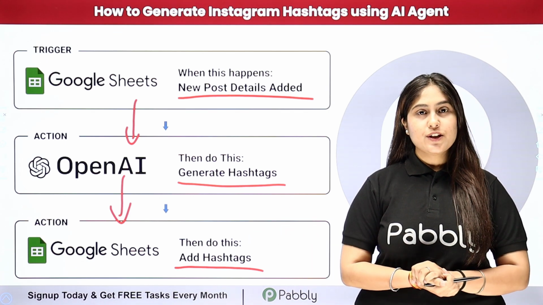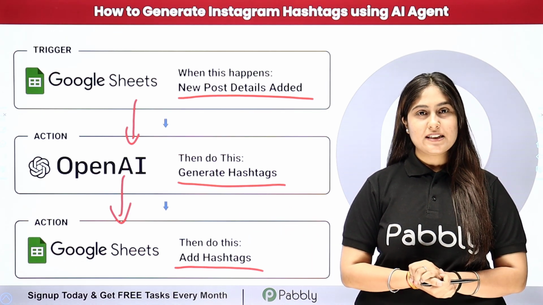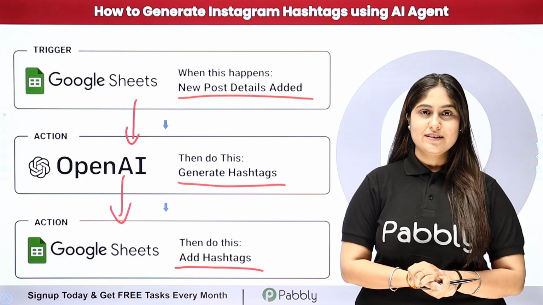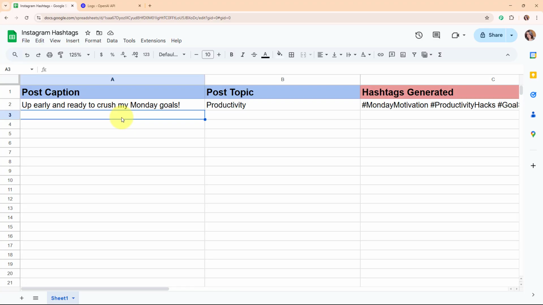So to see the working of this automation and to learn this process step by step, let me take you to my screen. Welcome to my screen. In this video, I'll show you how to automatically generate Instagram hashtags using AI agents. This will help you boost your reach, save time on research, and keep your content strategy strong.